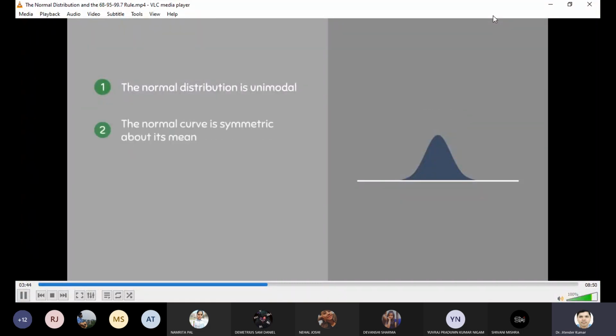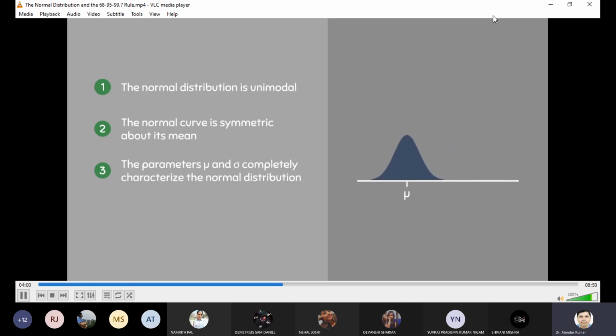The normal distribution is unimodal. This means that the distribution has a single peak. The normal curve is symmetric about its mean, so you can clearly see that the distribution can be cut into two equal halves. The parameters mu and sigma completely characterize the normal distribution. The population mean mu determines the location of the distribution and where the data tends to cluster around. The population standard deviation sigma determines how spread out the distribution will be.